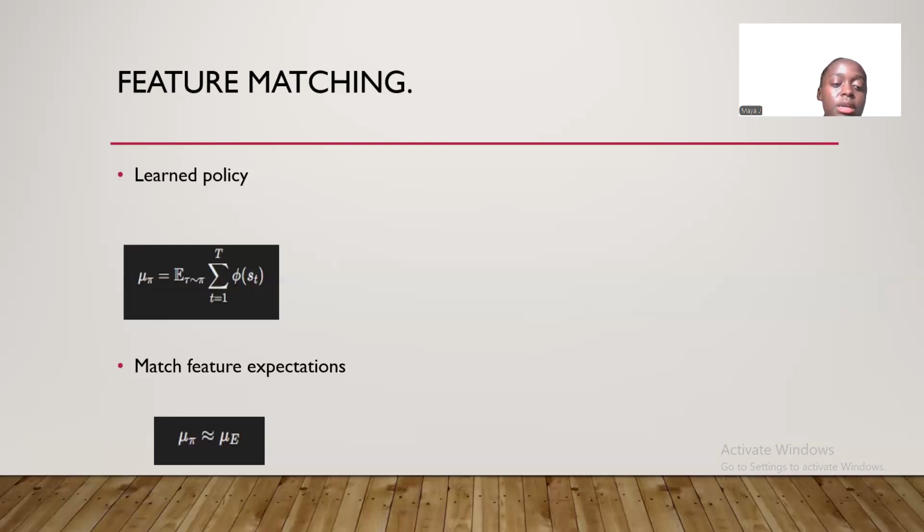Such that you have the agent doing something similar to what the expert was doing. The assumption here is that the expert really knows what they are doing, and that the actions they take for a certain state are the right ones, and that means you want your model or the agent to follow the same actions. So that's mostly what feature matching is about.